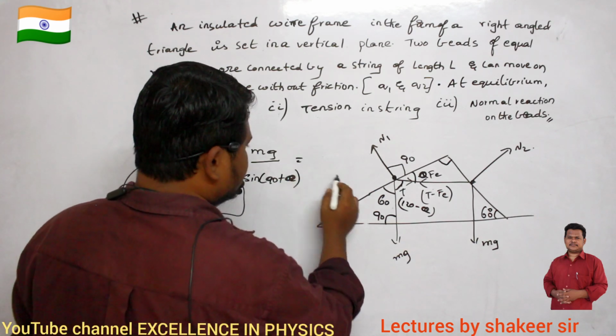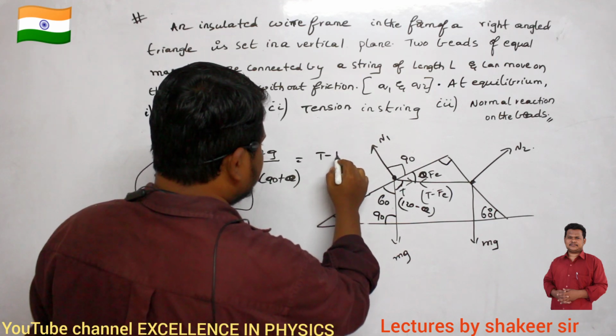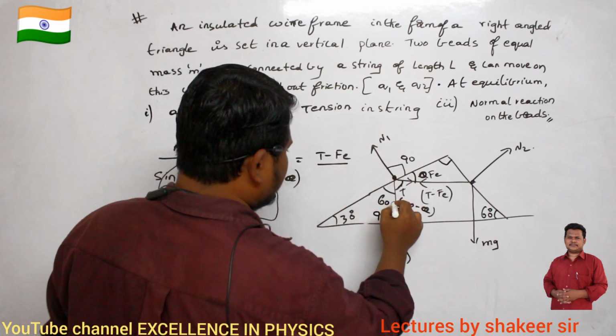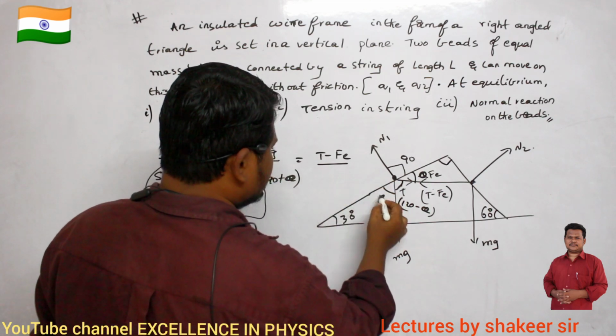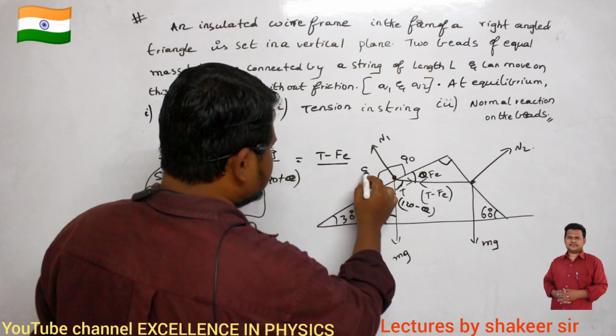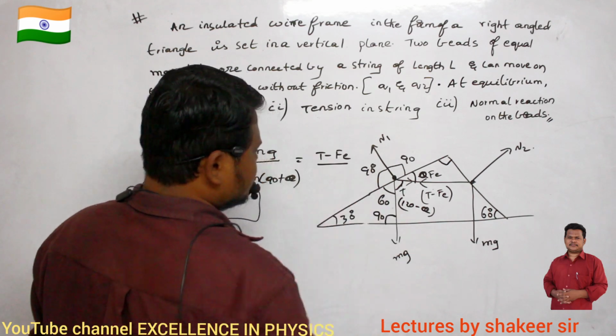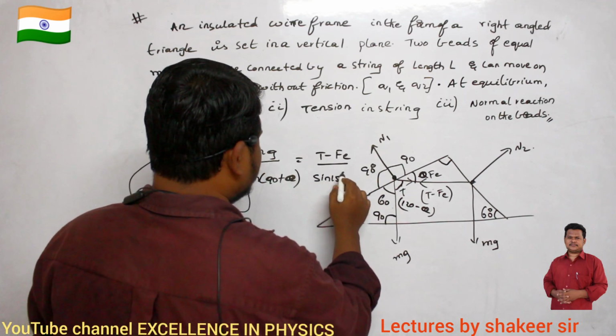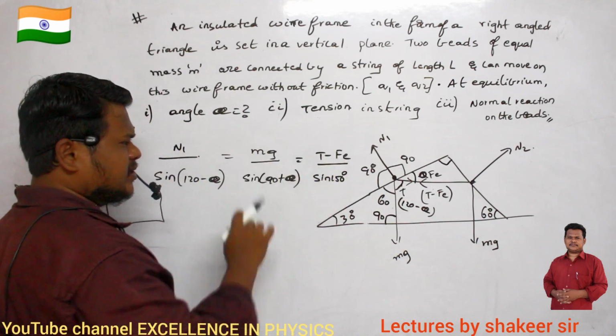Similarly, what is the third force which is acting? The third force is T minus Fe. This is the third force. And this becomes the total angle. So what is this total angle? This angle is 90 degrees, so 90 plus 60. 90 plus 60 is how much? Sine 150 degrees. So this becomes our equation number 1.